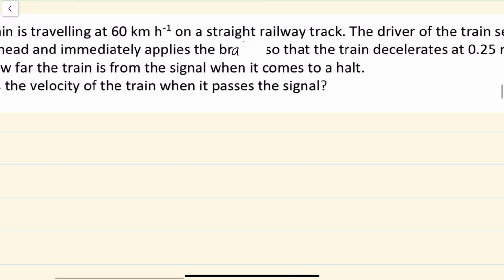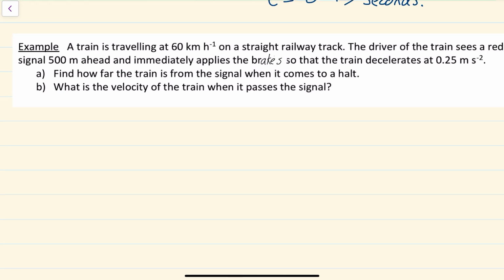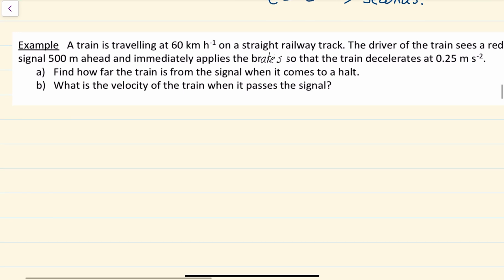Applies the brakes so that the train decelerates at 0.25 meters per second squared. Find how far the train is from the signal when he comes to a halt. Okay, so first of all, this is from A to B we're looking at. His velocity, I should say.